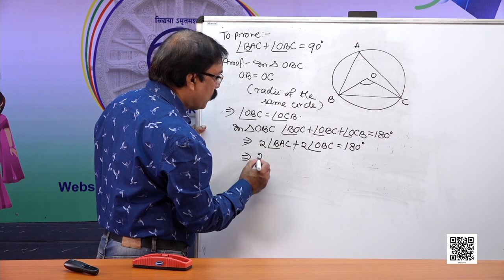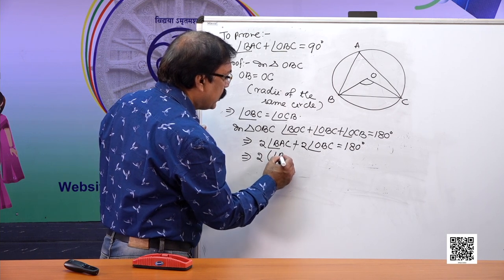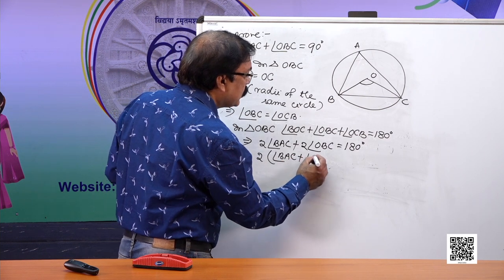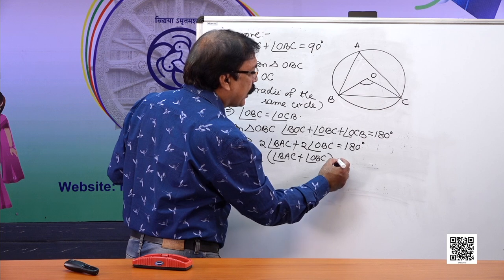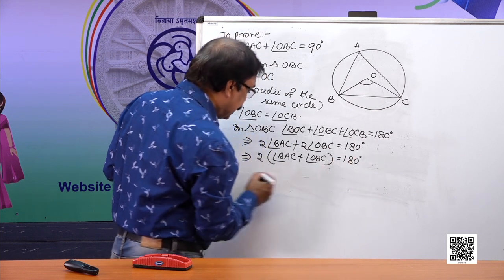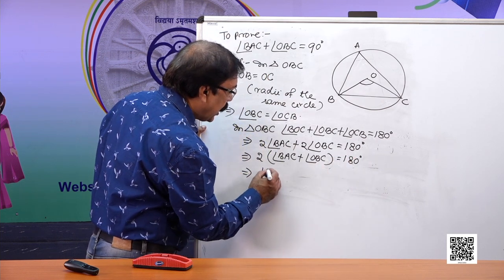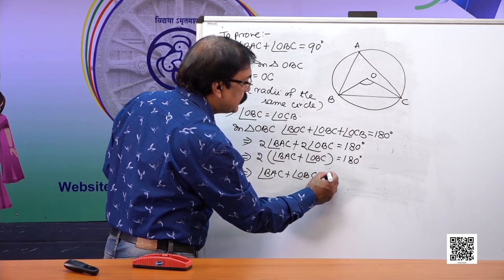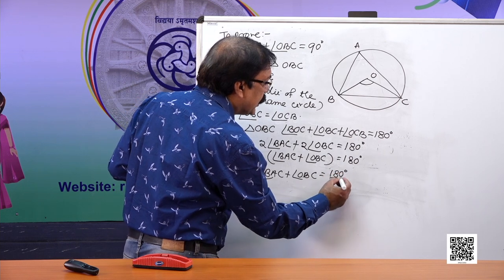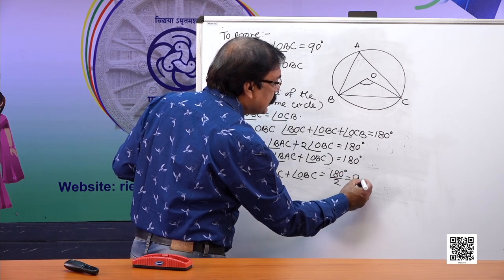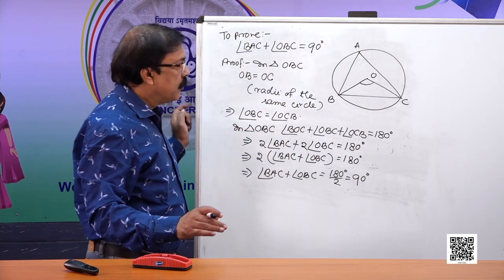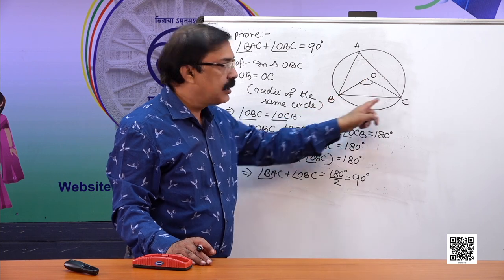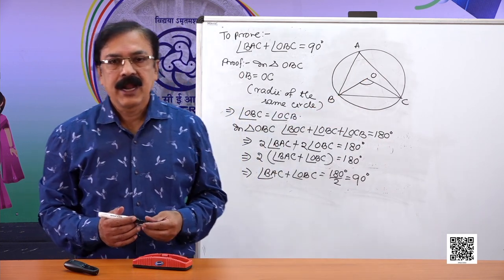By taking 2 common from the left side, we have 2 times angle BAC plus angle OBC in bracket is equal to 180 degrees. That gives angle BAC plus angle OBC is equal to 180 degrees by 2, that is 90 degrees. Thus, we proved that angle BAC and angle OBC, their sum is 90 degrees.